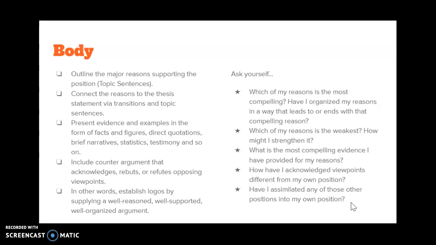Additionally, in your body paragraphs, you want to incorporate evidence from sources to develop and illustrate your major reasons. This is really the major place. The body paragraphs are really the place that you're going to use your outside sources. Always remember to explain how and why the evidence you have chosen to use and support your point is relevant.